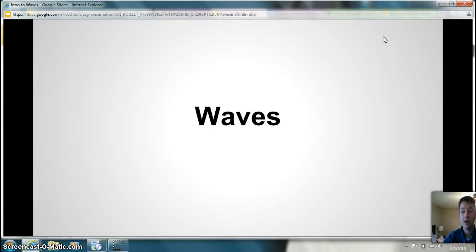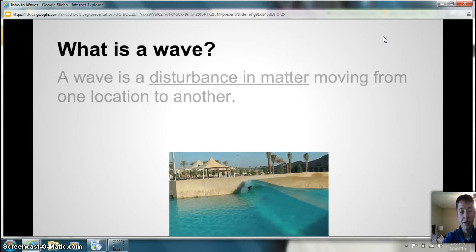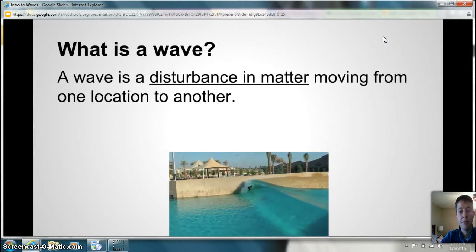So starting off with waves, trying to define a wave might be difficult, and you probably think of water waves or maybe sound waves, but to actually describe what water waves and sound waves and light waves all have in common, it might be tough. So what is it? A wave is just a disturbance in matter moving from one location to another.